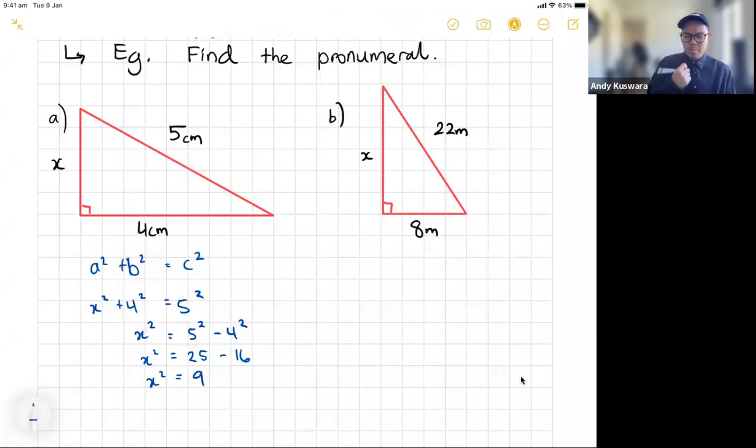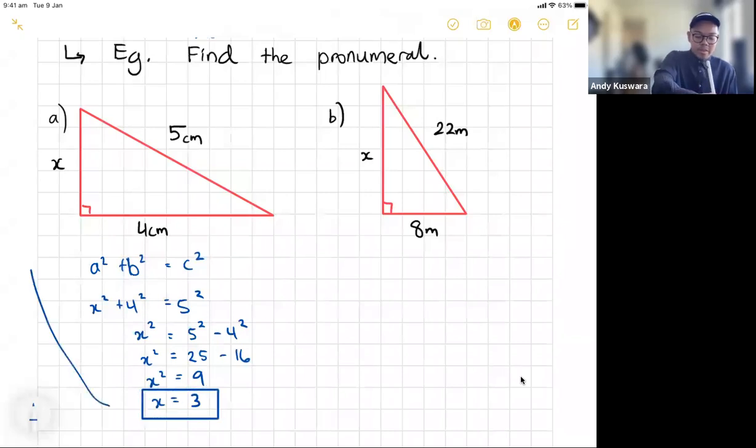And I'm thinking, what number multiplied by itself gives me 9? I can see very nicely, it is 3. So x equals 3. And that there is the shorter side. We found it. Cool.